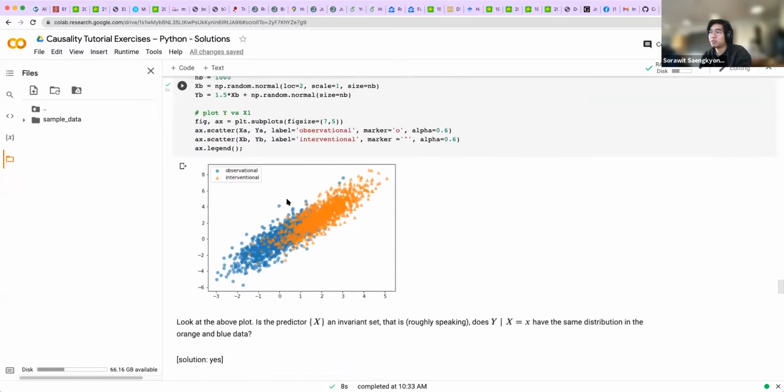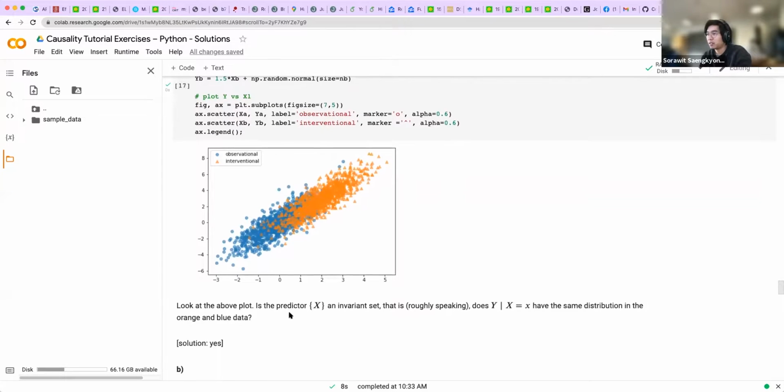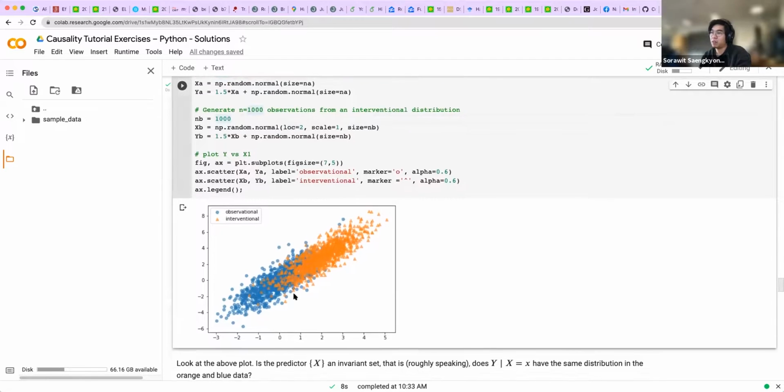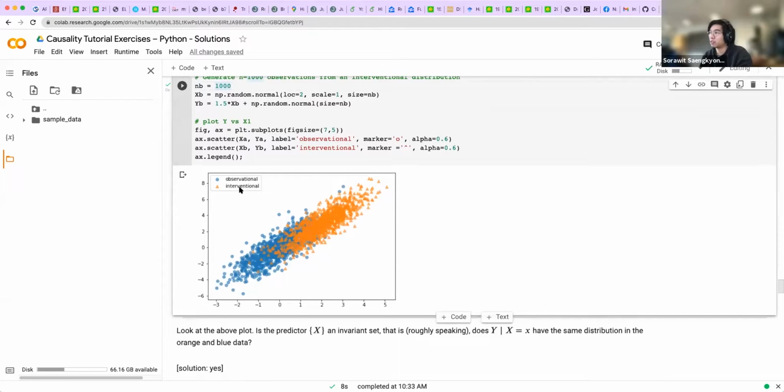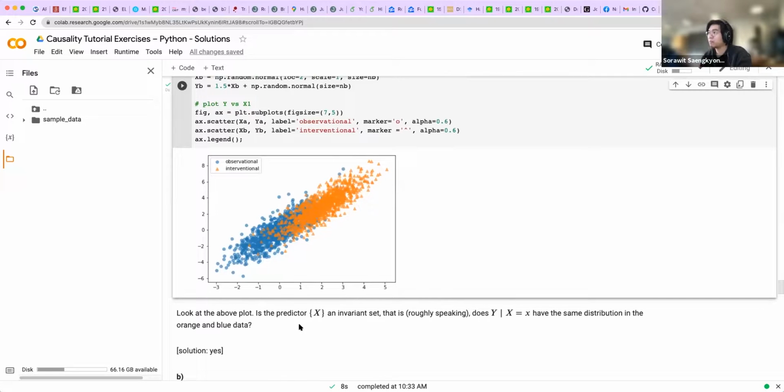So let's go over the first one. From this plot, we can say whether the predictor X is an invariant set or not. Roughly speaking, we can check whether the conditional distribution of Y given X is the same in both environments. Even though the marginal distribution of X is different, because we shift the mean of X, if we plot the regression line in both the blue and the orange sample, we get the same regression line, like this straight line here. So the conditional distribution of Y given X stays the same across environments, and this is the idea of X being invariant.